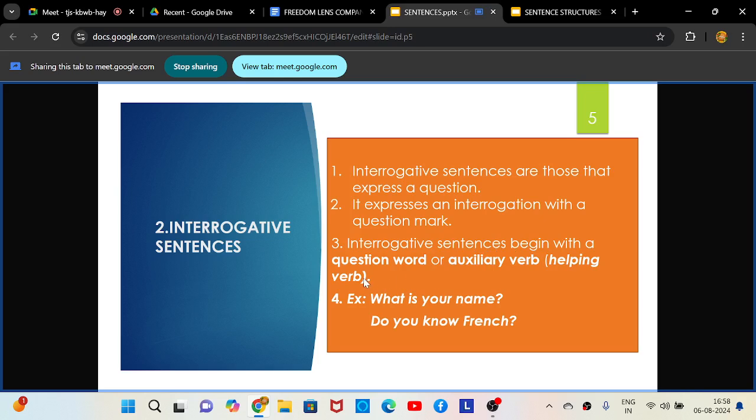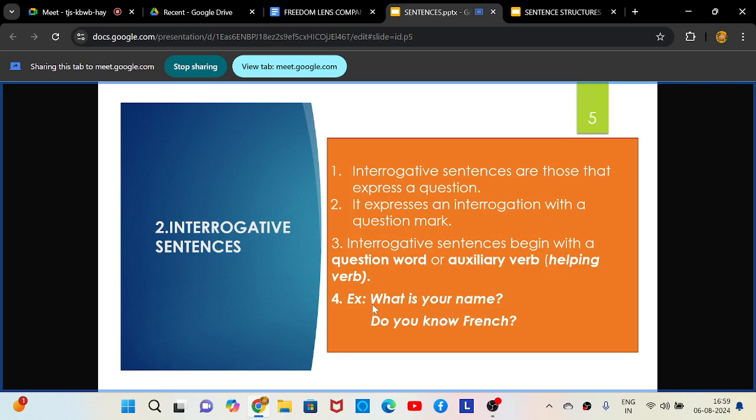Auxiliary verbs are nothing but helping verbs. Okay, so we have a list of auxiliary verbs. There are 27 auxiliary verbs in English. I will just give you some examples. Is, am, are, was, were. These are called helping verbs. So that also we will learn in a separate class.